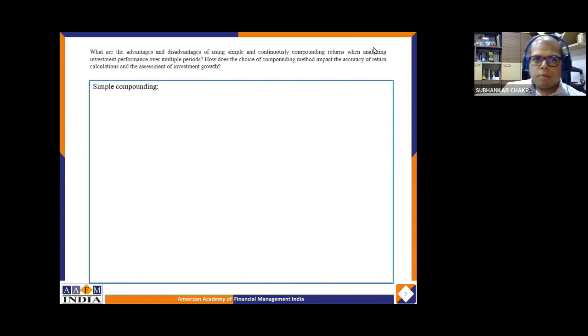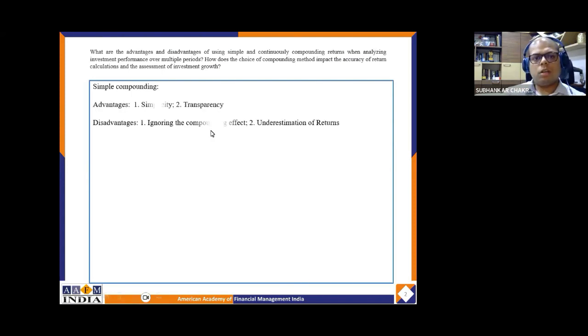Now when you look at the advantage of simple compounding, it is very simple, right? There's a simplicity that after every quarter, whatever interest got accrued, that interest earns interest in the next quarter, and so on and so forth. This will continue. So you have done your compounding for this many number of periods and you reach a final figure. That is the advantage of simple compounding.